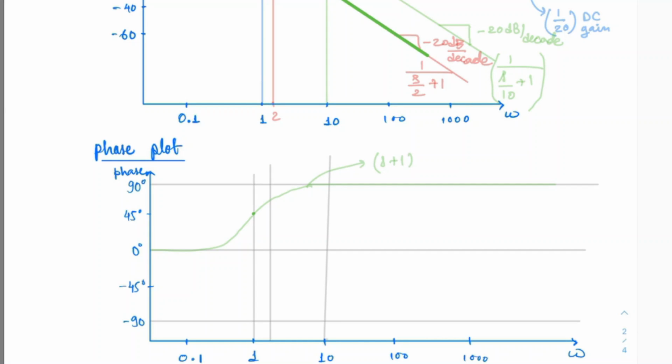Now let's draw the next one, which crosses at 2. So this will be the point on it. This orange component would be 1 over s by 2 plus 1. And let's draw the third one, which would cross the 45 degree here, something like this.